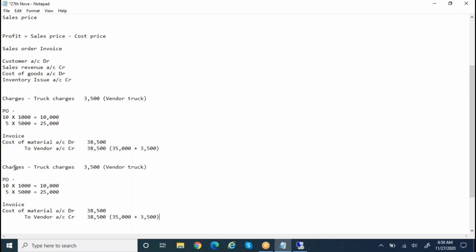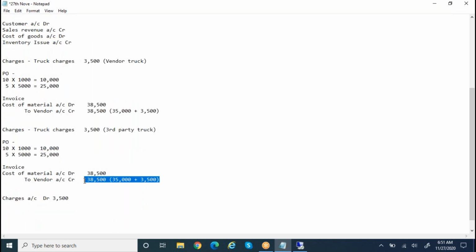The same truck is arranged, but this is a third party truck. Then what is the amount I will pay to the vendor? The truck is not from the vendor side. So Navata Transport, there are so many transports. Like this, Navata Transport. Then how much amount will I pay? Here 35,000. But I need to pay Navata Transport this 3,500 as credit, and it should be 38,500.